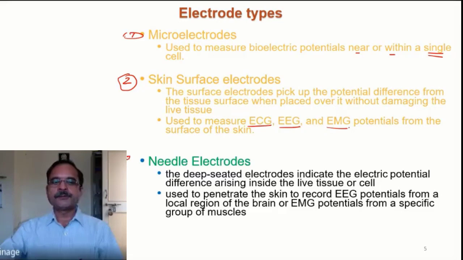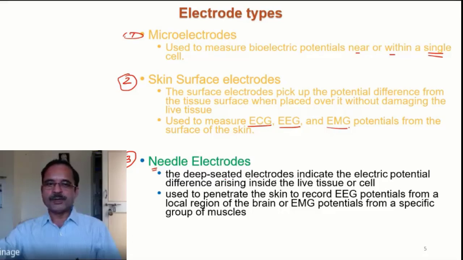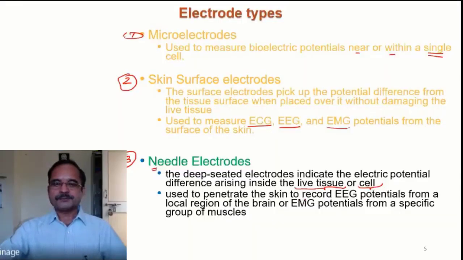Then the third type of electrodes is called the needle electrodes. As the name indicates, these electrodes are like needles. The needle is inserted in the live cell or in the particular tissue. These are deep-seated electrodes that indicate the electric potential difference arising inside the live tissue or a cell. So this needle is inserted inside the live tissue or the cell for the measurement of potential. It is used to penetrate the skin to record EEG potentials from a local region of the brain or EMG potentials from a specific group of muscles.